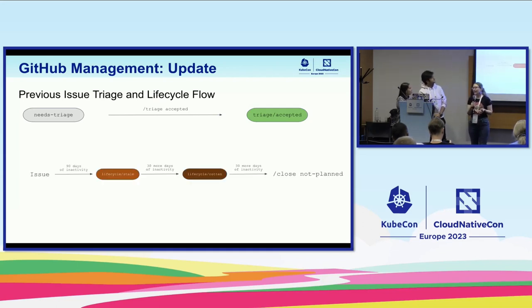So in the past, at this point, if the issue has triage accepted on it, if it just sits there for 90 days and nothing happens, then it would go to lifecycle stale. That means it's been sitting around for a while, nobody's doing anything with it. You might want to take a look at this again, theoretically, if anybody ever thinks that when they see stale. And then if there are 30 more days of inactivity, then it will go to lifecycle rotten. This thing has been sitting there for way too long. Somebody needs to do something with it, or it's about to be closed. And then another 30 days of inactivity, and it will be closed.